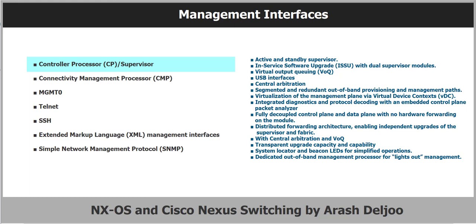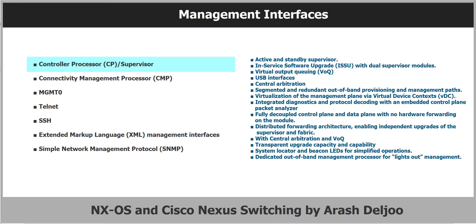Because of that, now we know about controller processor, or CP, and also supervisor, that it has both management plane and control plane. The next management interface is connectivity management processor, or CMP. It provides a second network interface to the device for use even when the CP or controller processor is not reachable. The CMP, or connectivity management processor, is used for out-of-band management and monitoring also. The CMP interface is independent from the primary operating system.